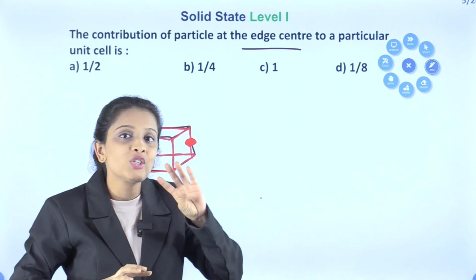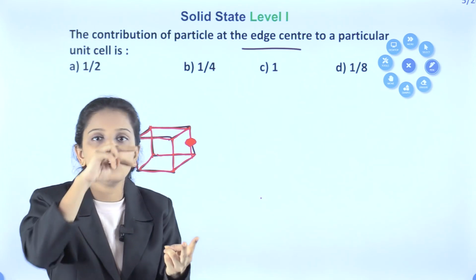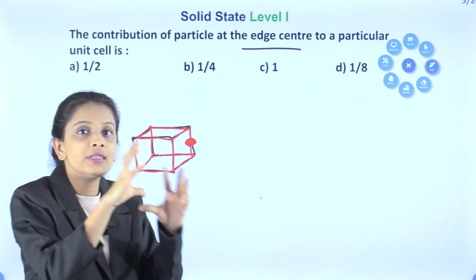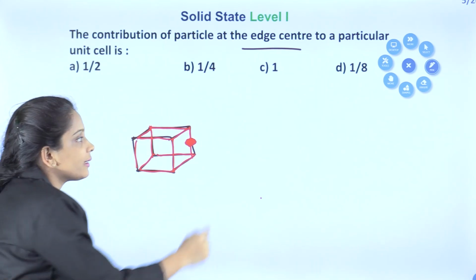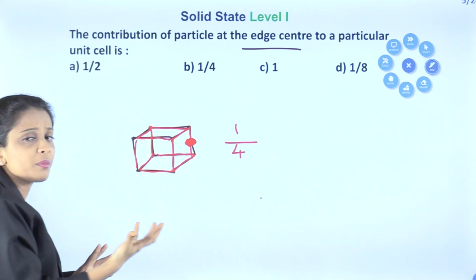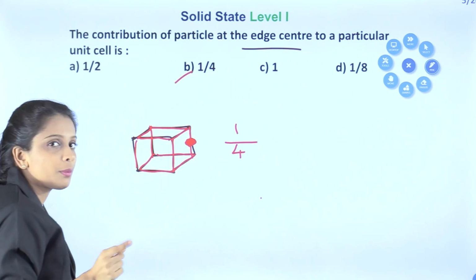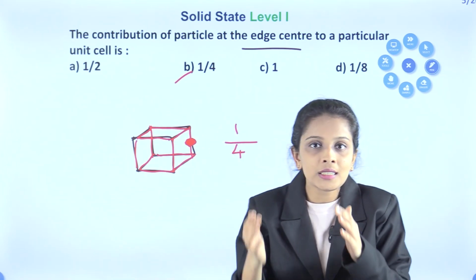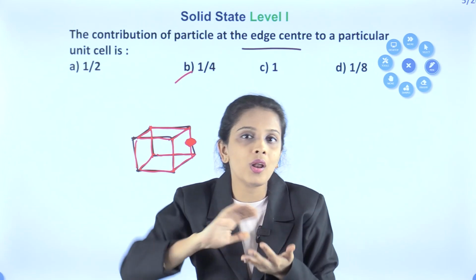It is shared by 4 unit cells, 2 below, 2 above. So, if I am talking about one particular unit cell, its contribution would be how much? Out of 4, we are talking about 1, so it is 1 by 4, yes or no? So, the answer for this question would be 1 by 4, but I request you all, rather than just learning about edge center, I want you to revise all of the things.